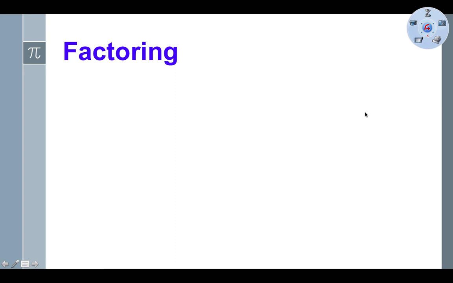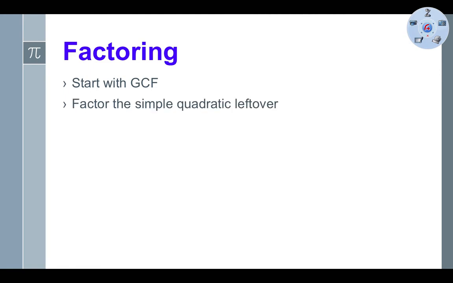All right, last new piece for us in this particular lesson is factoring. I know I mentioned earlier that we don't have a way of factoring, but we have a way of factoring simpler versions of these polynomials. So we're going to start off with GCF factoring. Remember, that's greatest common factor. We're going to be taking the GCF out, and then we're going to factor the simple quadratic that is left over.